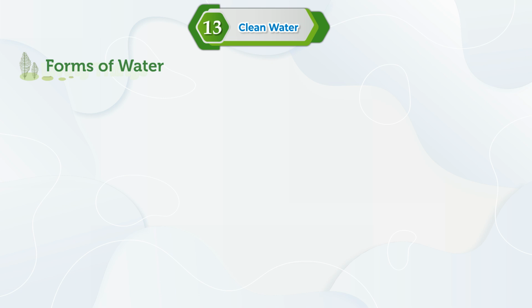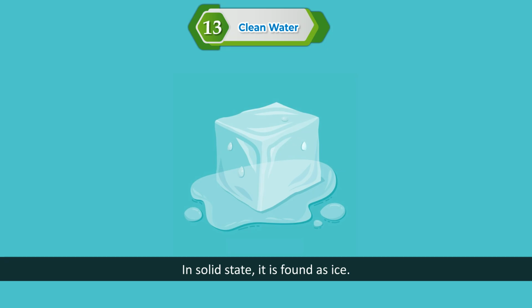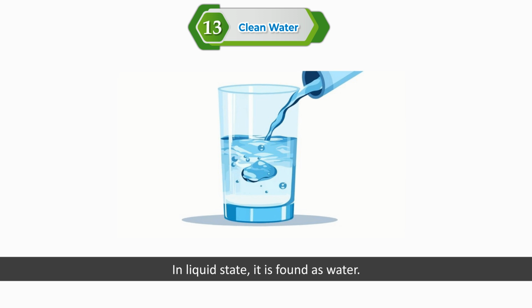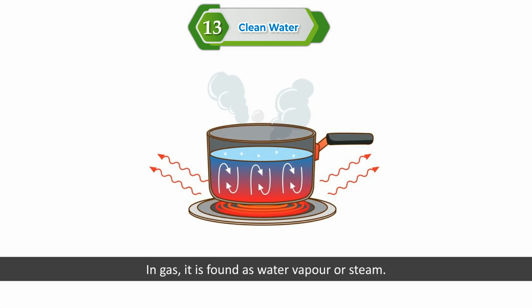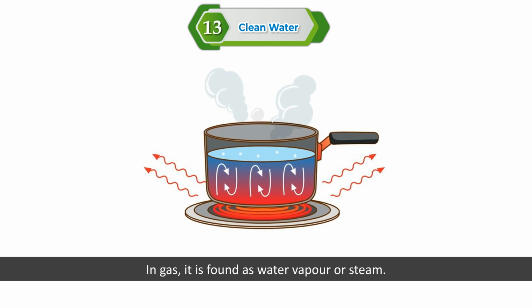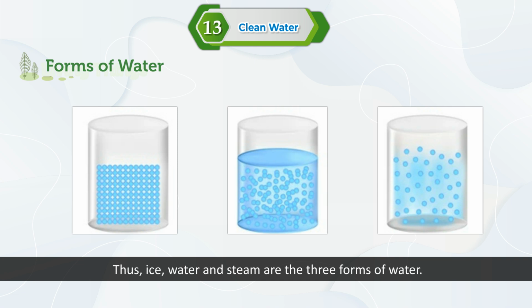Forms of water. In nature, water is found in 3 states: liquid, solid, and gas. In solid state, it is found as ice. In liquid state, it is found as water. In gas, it is found as water vapor or steam. Thus, ice, water, and steam are the 3 forms of water.